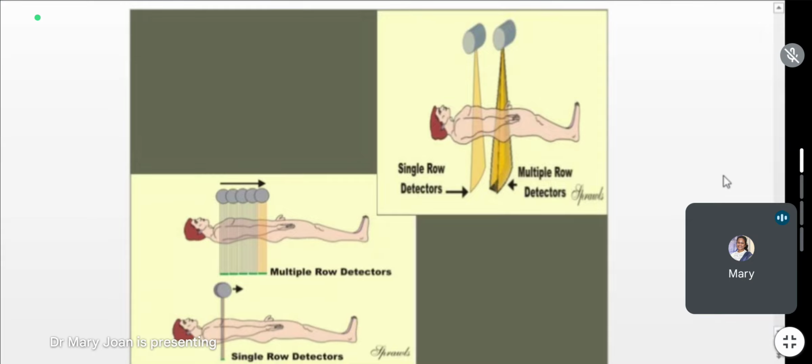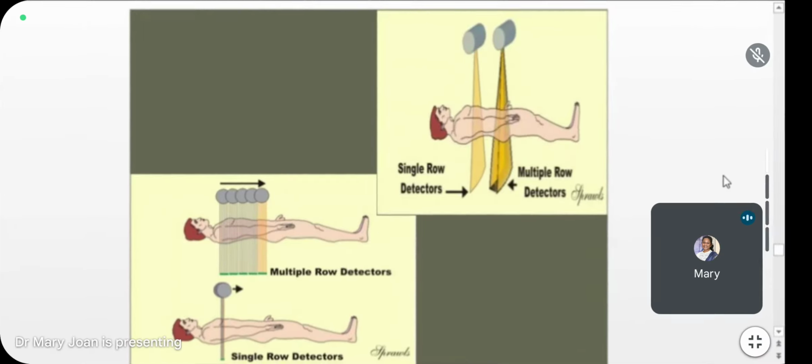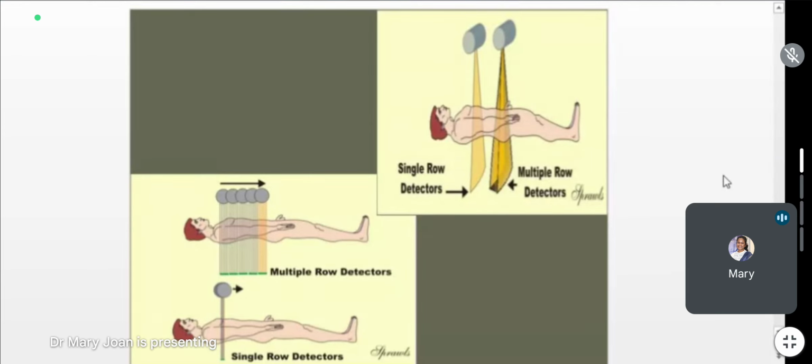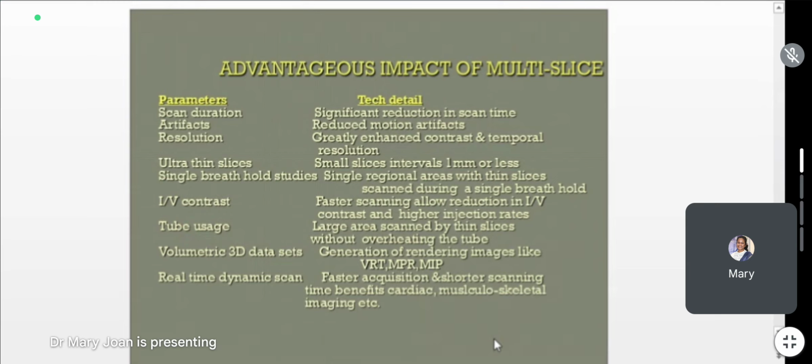So multiple row detectors and single row detectors, how the imaging is done, how the slice is. Here you can see more area will be covered in one go when multiple rows of detectors are utilized. So the scan duration: significant reduction in scan time is achieved by the use of MDCT, and reduced motion artifacts because the whole scanning is done in much lesser time.